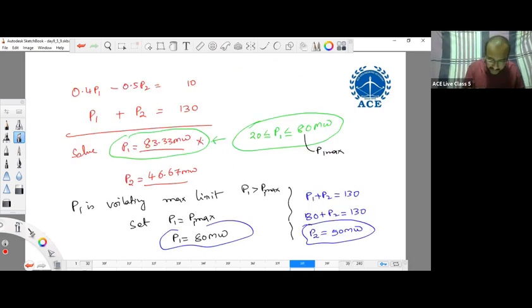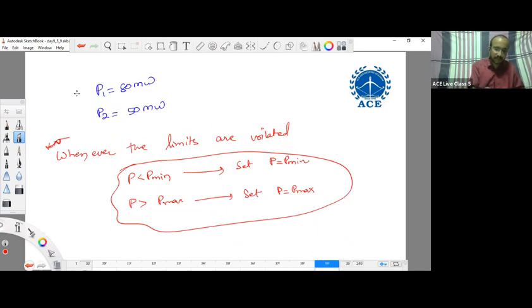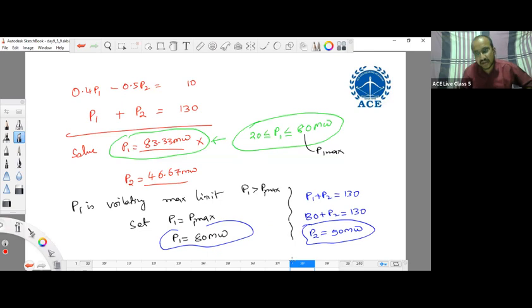But here P1 is violating the maximum limit. So what you need to do is set P1 to P max and calculate P2. The remaining power is to be allotted to P2. So the solution is P1 is 80 megawatt, P2 is 50 megawatt. Whenever the limits are violated, we need to set to the respective limits. If it is violating the maximum limit, set to maximum limit. If it is violating the minimum limit, set to minimum limit.